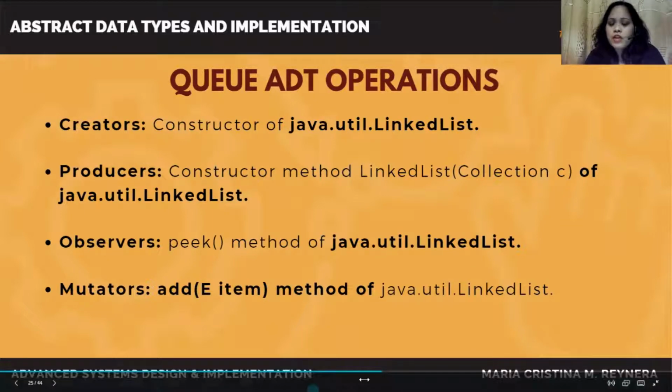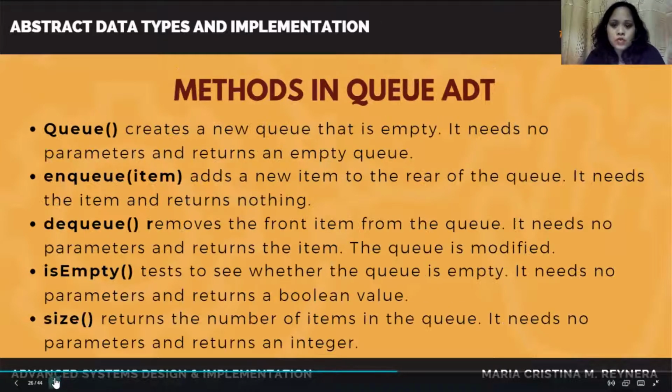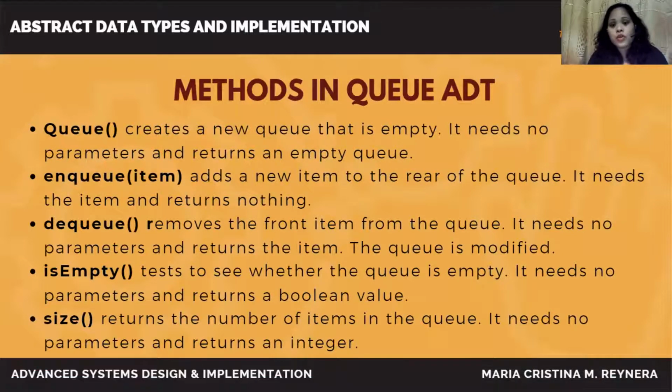So here are some methods that we can use in the queue ADT. First, we have queue, which creates a new queue that is empty. There's no need for parameters, and it returns an empty queue. Then there's enqueue(item), a method particularly used for adding elements to the queue. These new elements are added to the rear end of it.